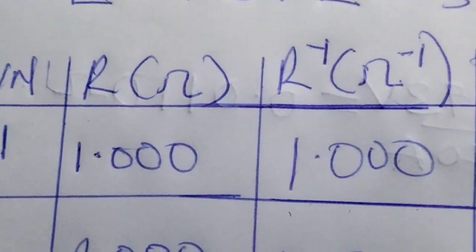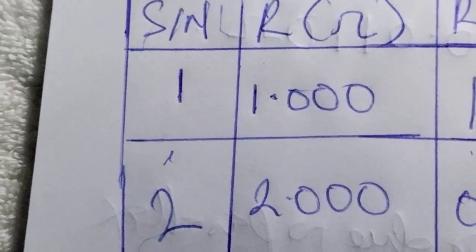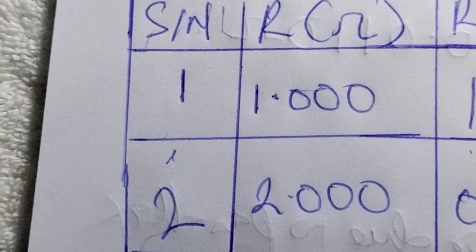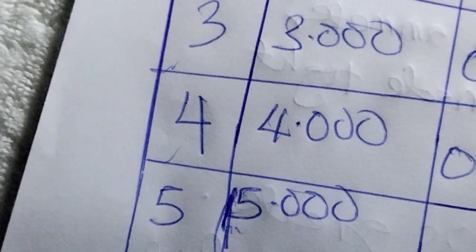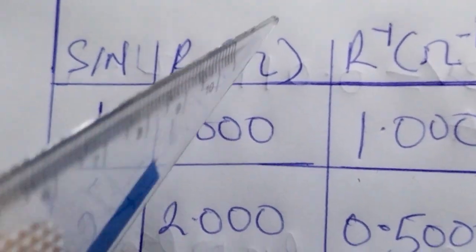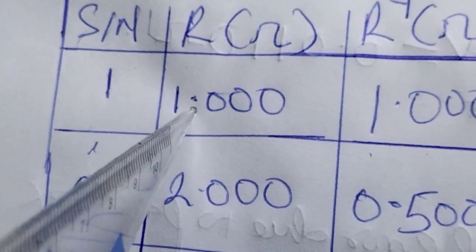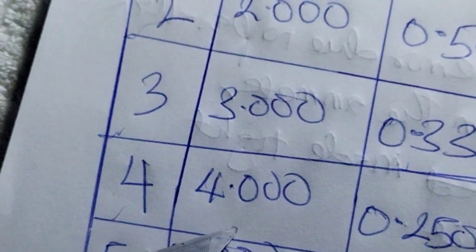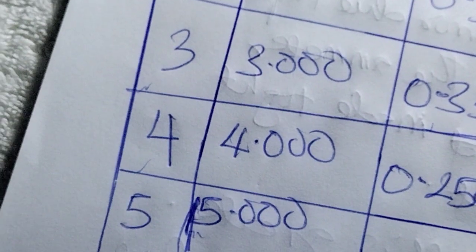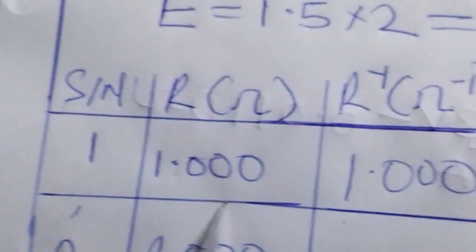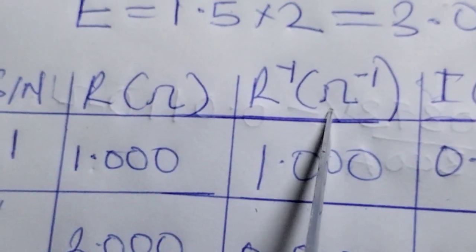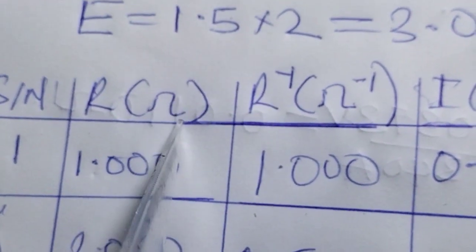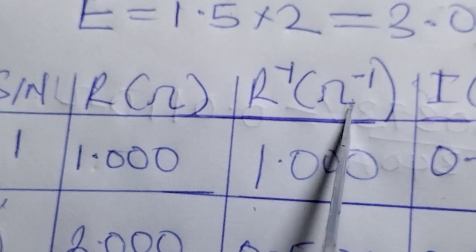Now, going to the table, we have the serial number, the first column. Serial number indicates how many times the experiment was done: 1, 2, 3, 4, and 5. We have the resistances from the resistance box: 1 ohm, 2 ohm, 3 ohm, 4 ohm, and then 5 ohms, all written to 4 significant figures. We now have the inverse of resistance we're about to calculate. The unit of resistance is ohm, so the inverse will now be per ohm.